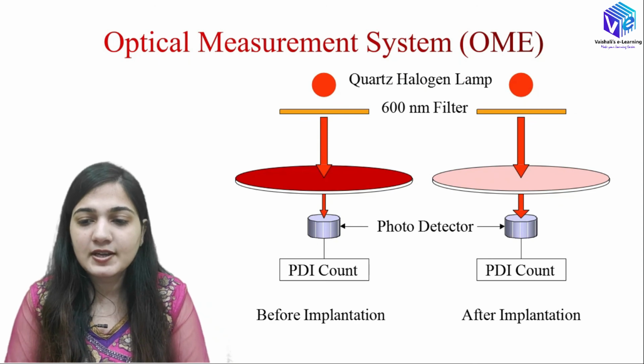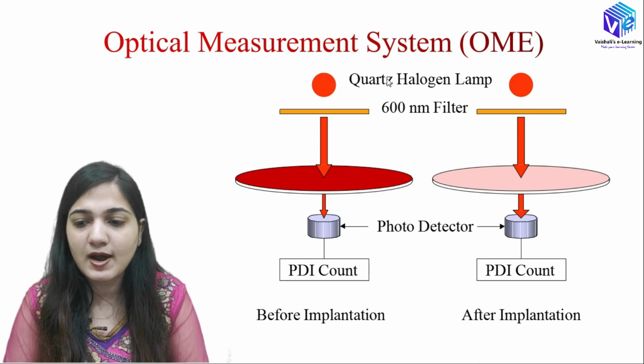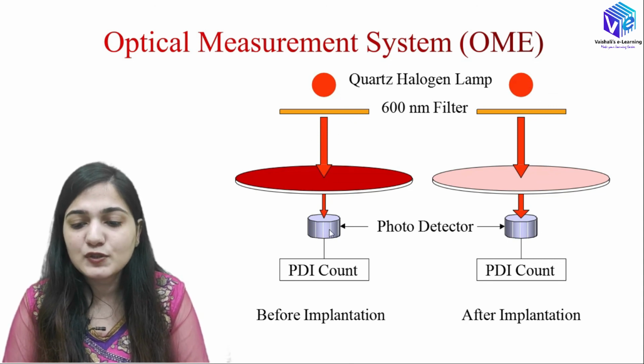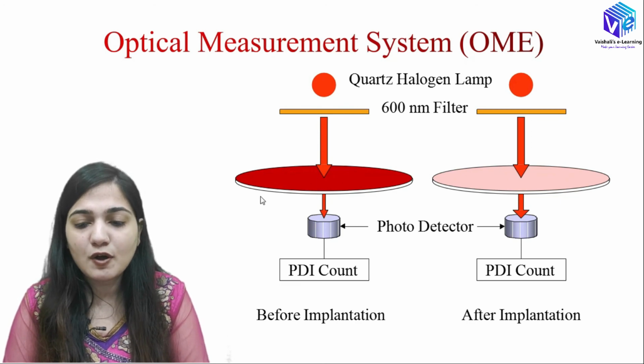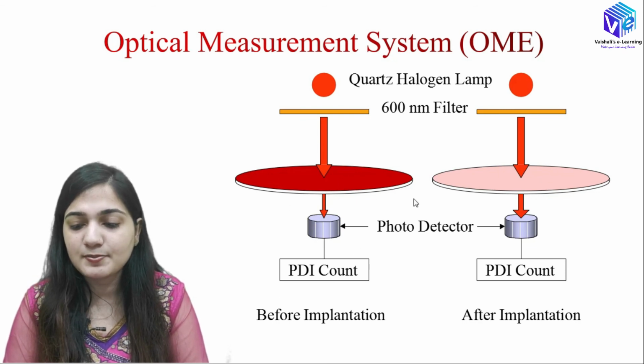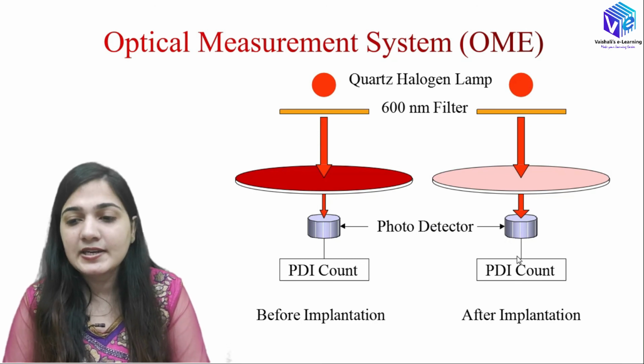So you can see it here. We have this quartz halogen lamp. You can see we are supplying the ions. Now we have this photo detector over here. Before implantation it was not very transparent. After implantation it became transparent, and the photo detector count will be increasing.